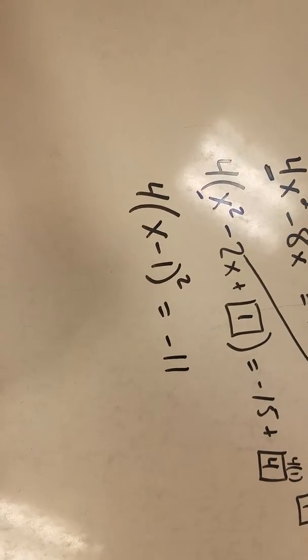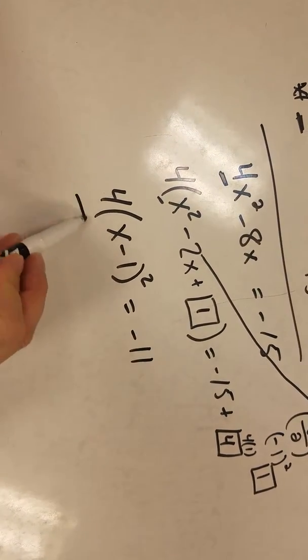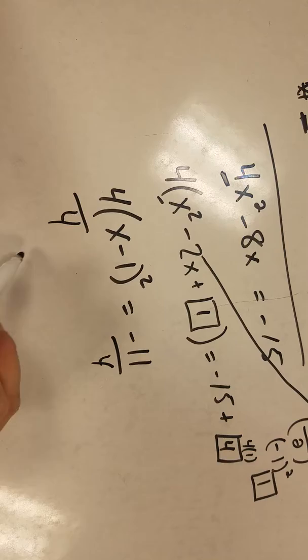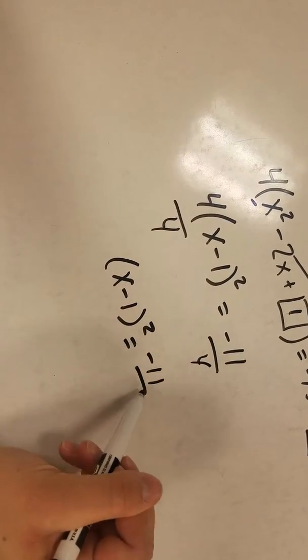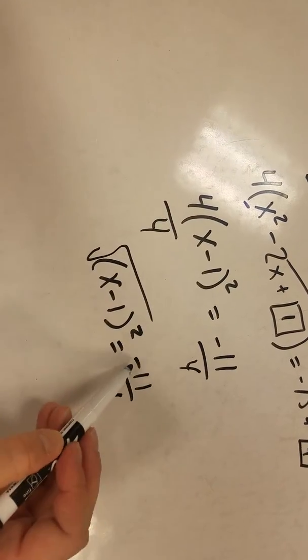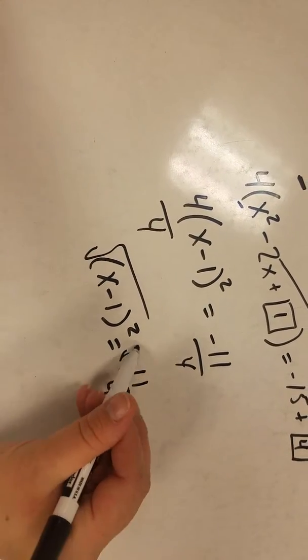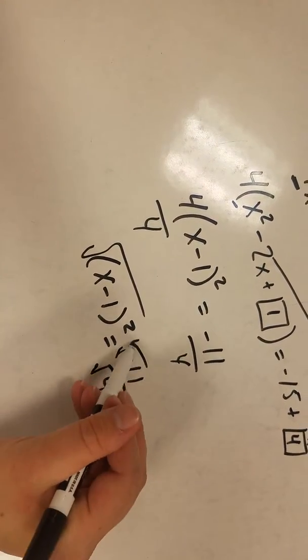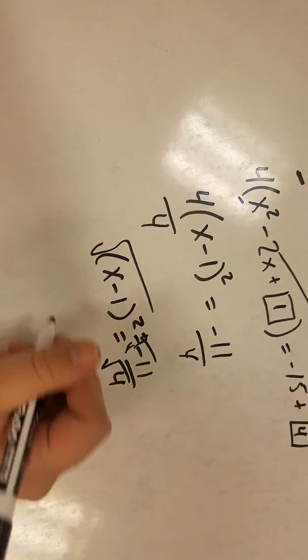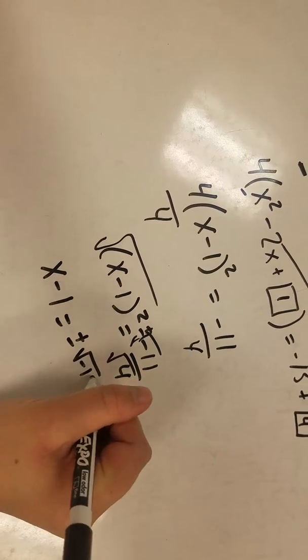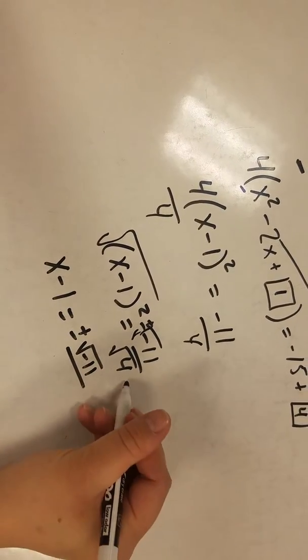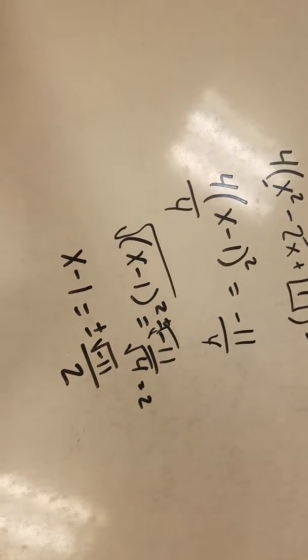And now it's just a normal solve by square root. So we would divide by 4 to get x minus 1 squared equals negative 11 fourths. We would take the square root. When you square root a fraction, again, it's easier if you just square root the top and square root the bottom. Don't forget your plus minus. So we have x minus 1 equals positive and negative square root of negative 11, over the square root of 4, which is equal to 2, so that can come out.